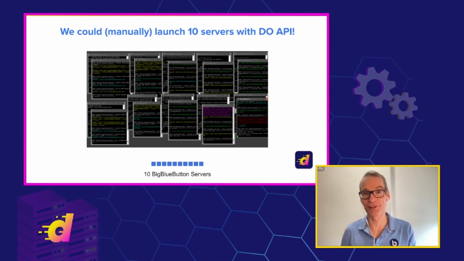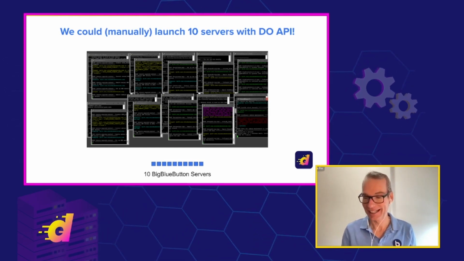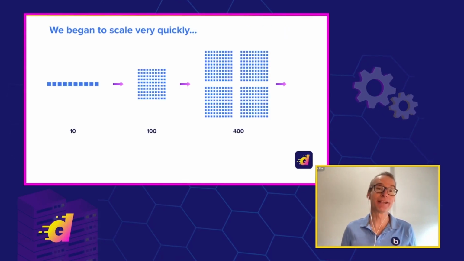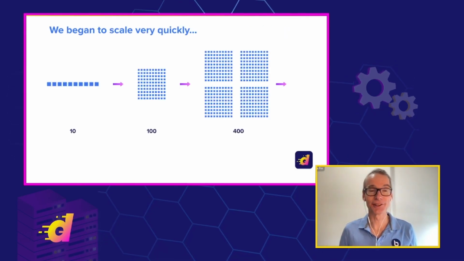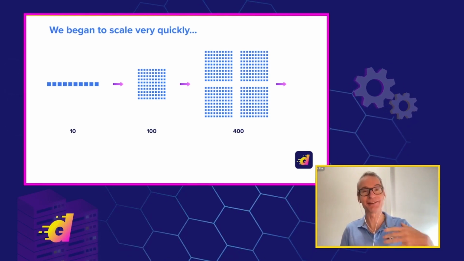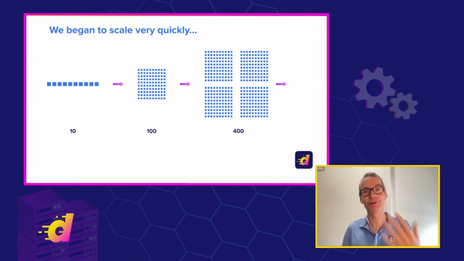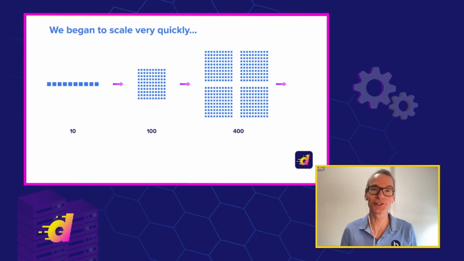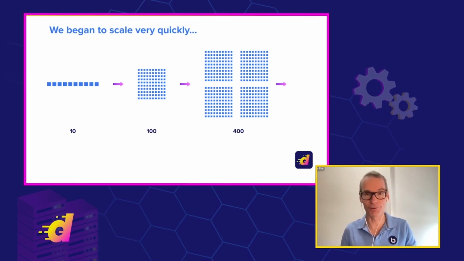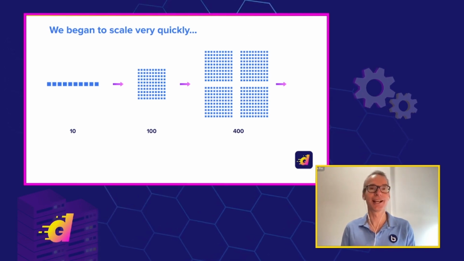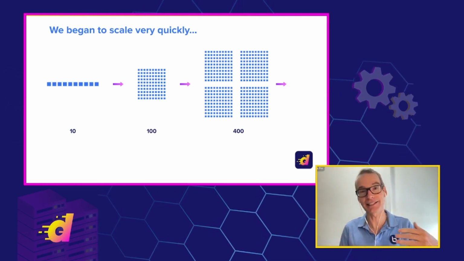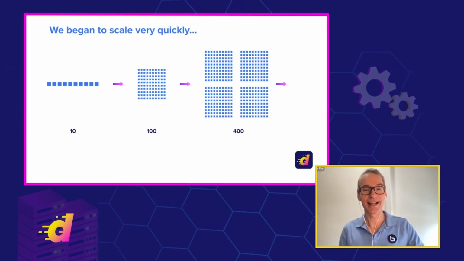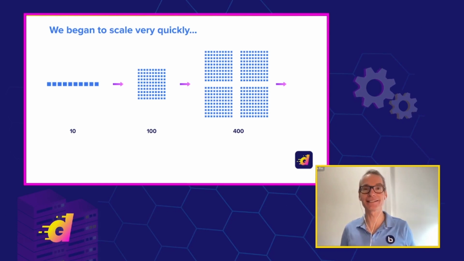But there were actually 2 things we had to solve. One was getting it running on DigitalOcean. And the second one was this. We began to scale very quickly. We started off with 10 servers, and then we had 100 droplets, and then we went to 400 droplets. Our DigitalOcean account rep, who didn't know us from a hole in the wall, right? We just had an account with them for years. We kept emailing him asking for more capacity. And he kept bumping up our capacity.